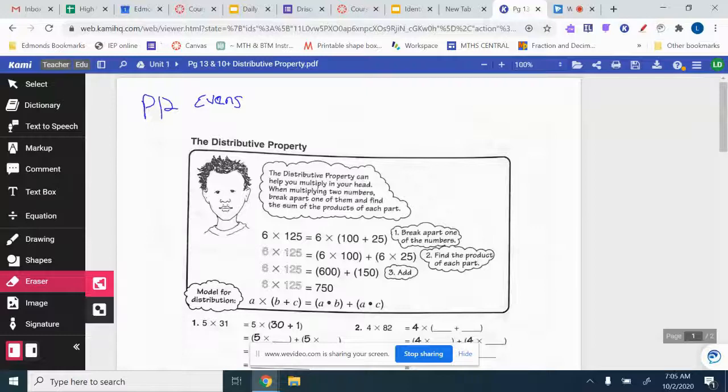So we're going to do page 10, bonus, and page 12. You're only doing the evens. We're going to introduce distributive property. There's a slideshow, so if this is confusing, make sure you watch the slideshow and it'll help you out. Distributive property allows us to take apart a number so we can use it in an easier way.